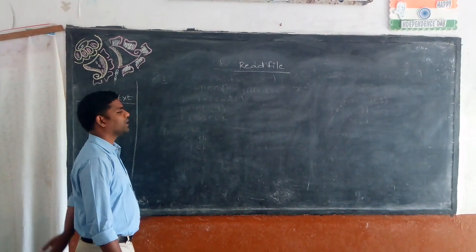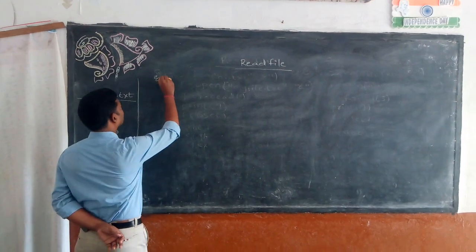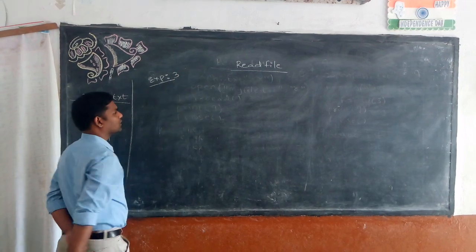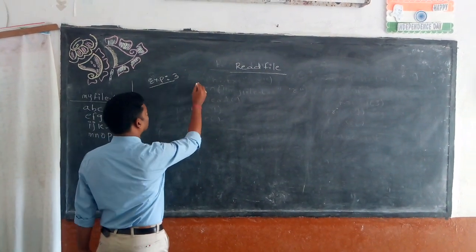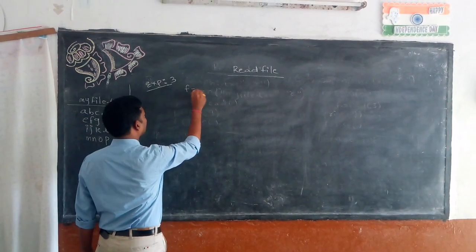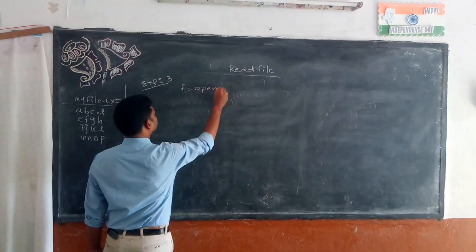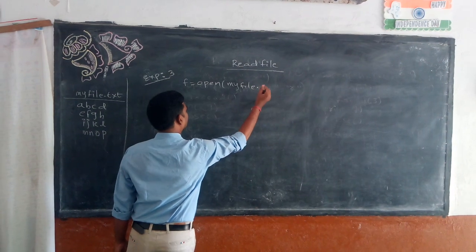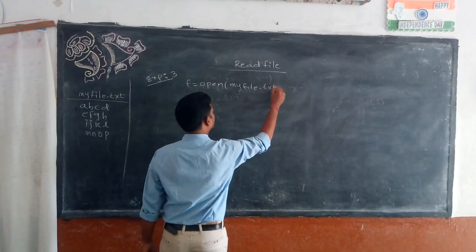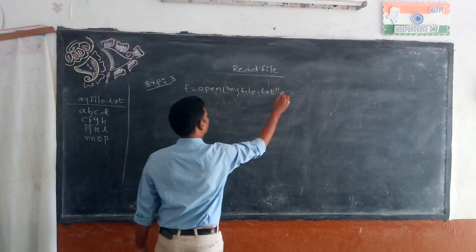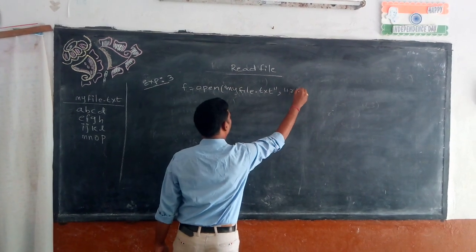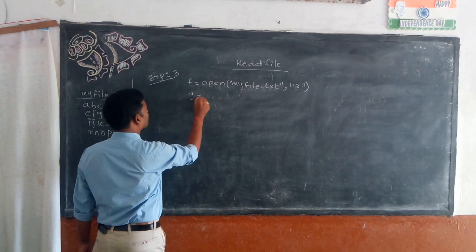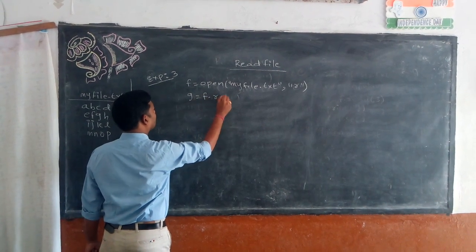Now we will see example number 3, the function called readline. To execute the readline function, I need to open a file: f equals open myfile.txt, comma read mode. Now I say g is equal to f dot readline.